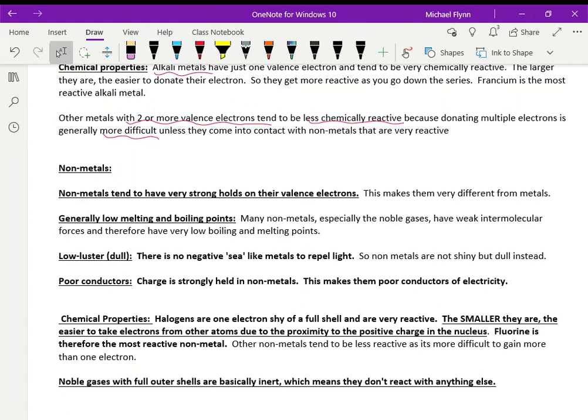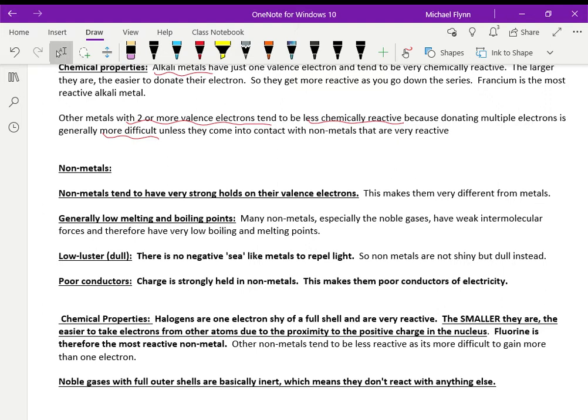All right, let's talk about nonmetals. Now, nonmetals are basically everything that metals are not, right? So they're poor conductors of heat and electricity. They have relatively low melting and boiling points. Many of them are gases at room temperature. So that means that the boiling point would be well below room temperature.